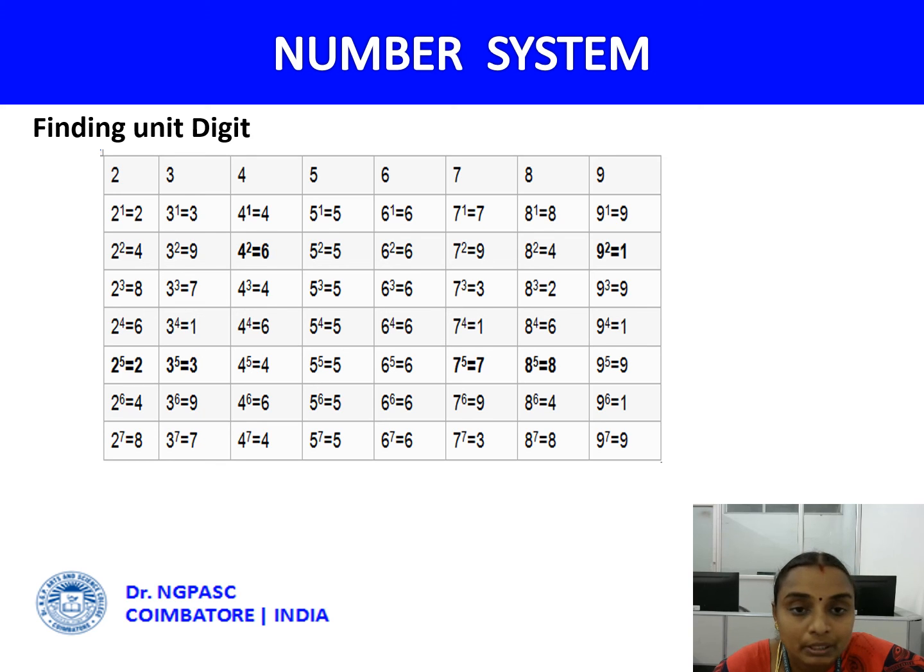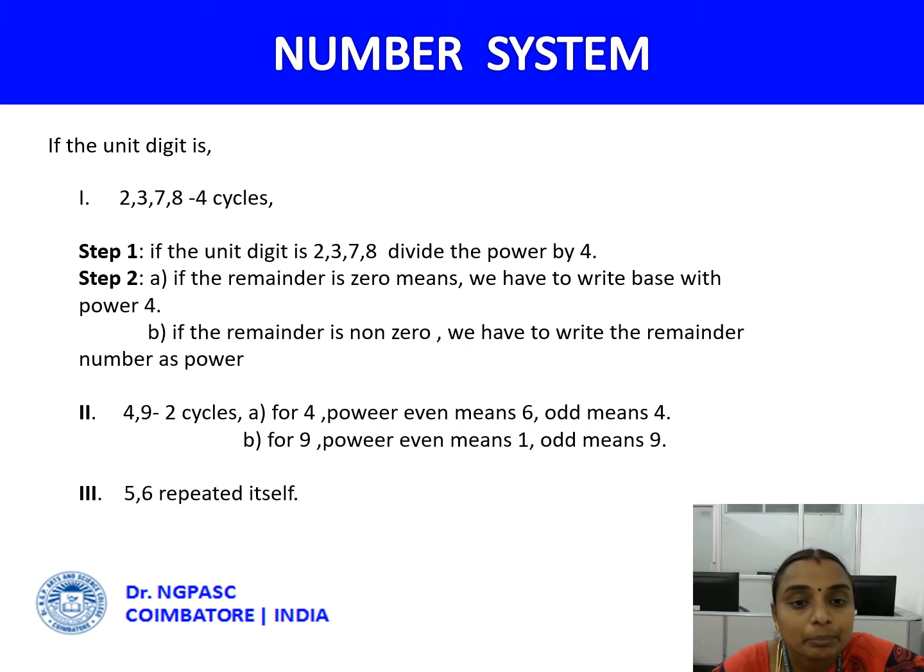So you have to keep it in your mind. 2, 3, 7, 8 are the 4 cycles, and 4 and 9 are the 2 cycle, and 5 and 6 are repeating themselves. So what is the process? How can we find the unit digit if they are giving some in terms of powers?